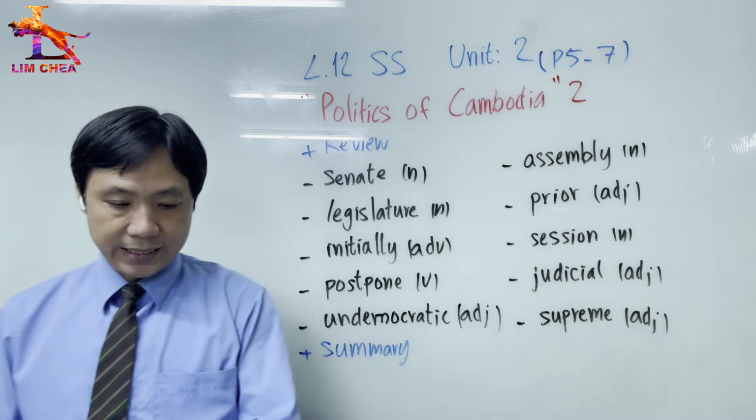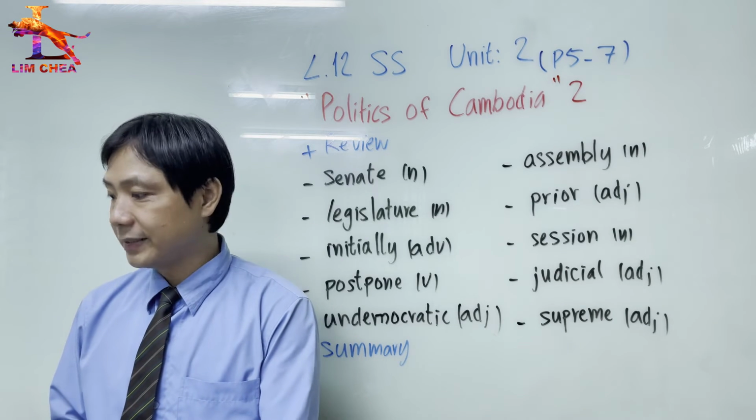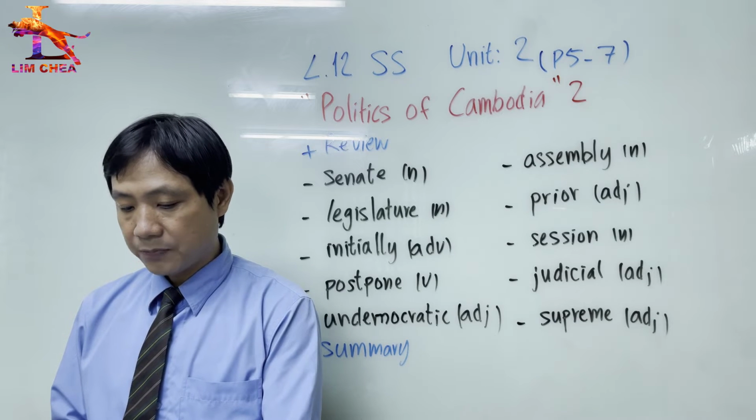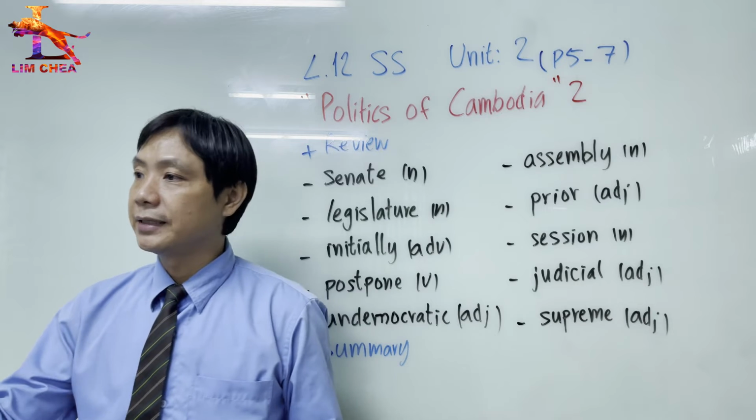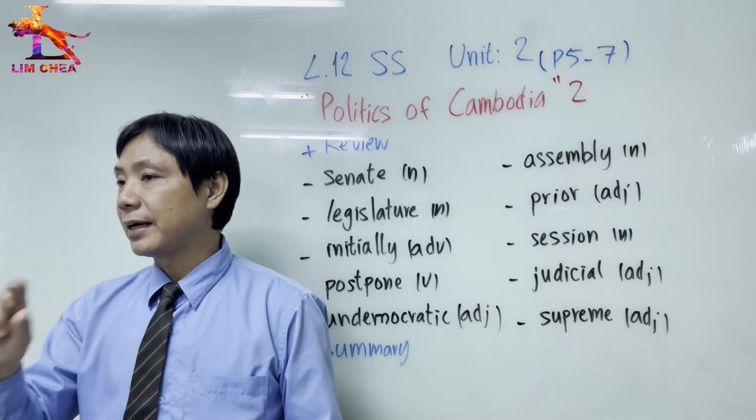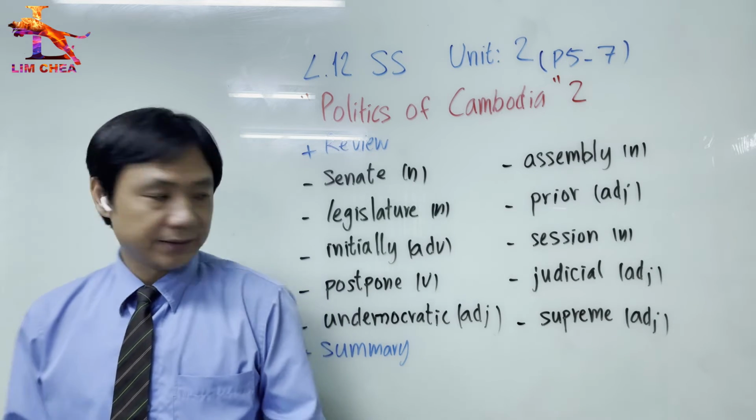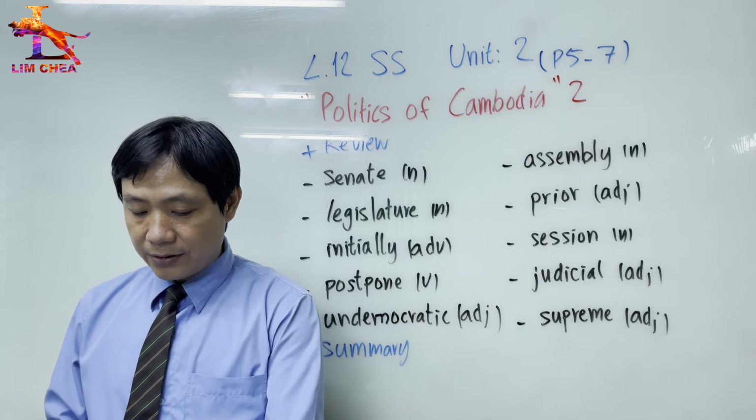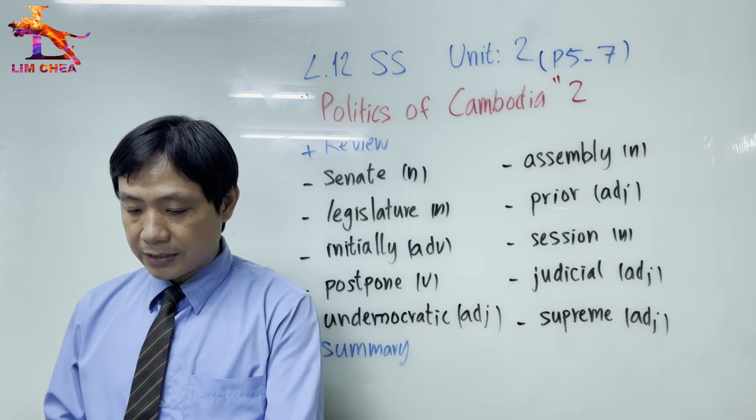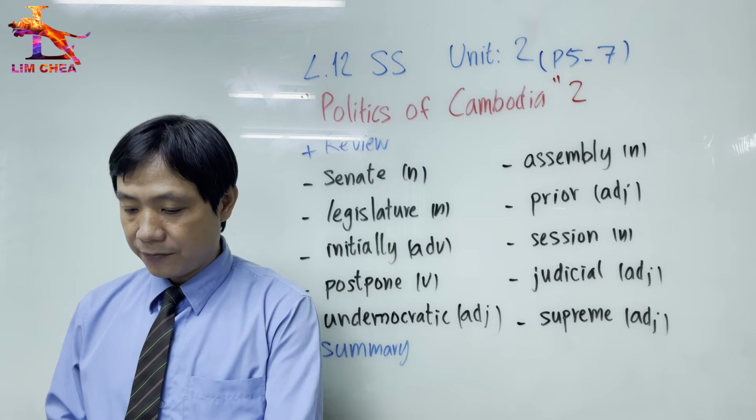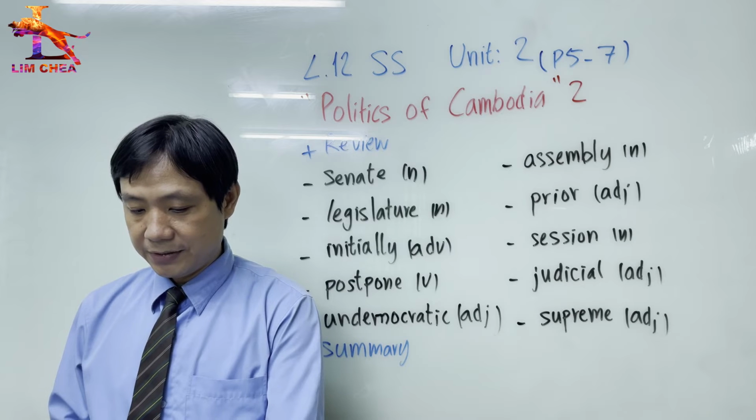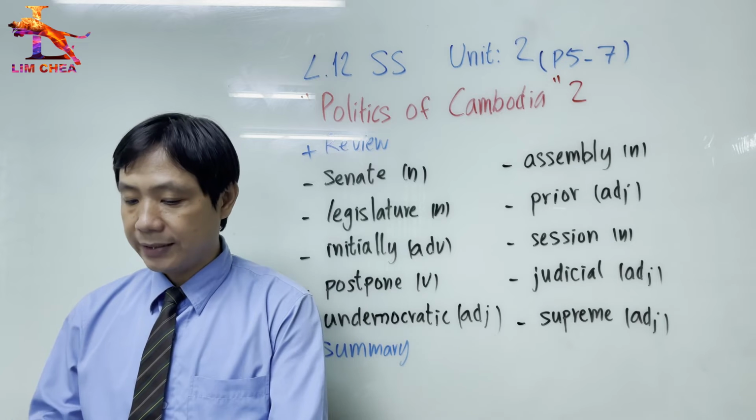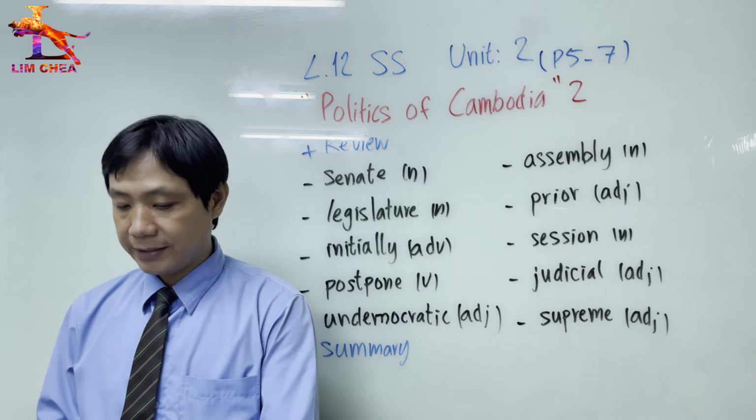And another one is undemocratic: not related or according to democratic principles. Democratic means freedom. But not democratic, that means it's undemocratic. Example: the new system operates as a quango and is therefore undemocratic. You see? The new system operates as a quango, that means it's not the government and it's therefore unimportant, it's not important.